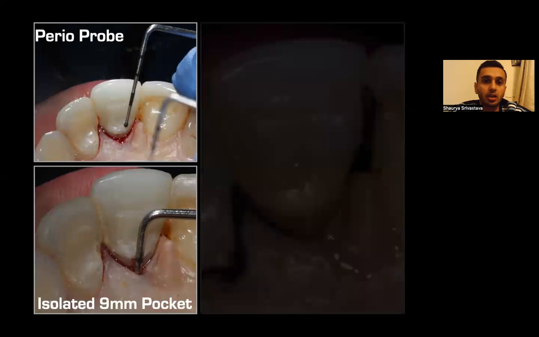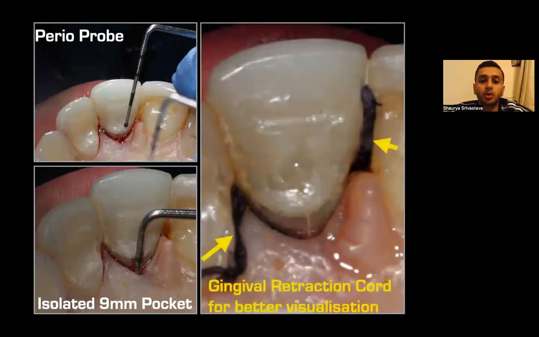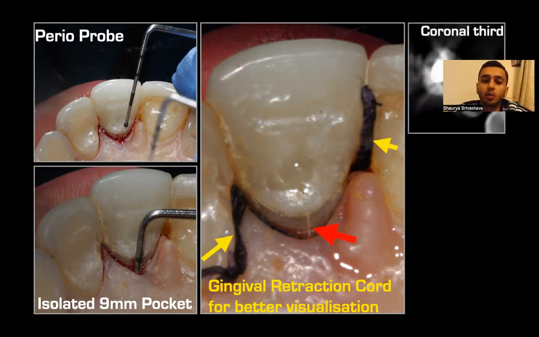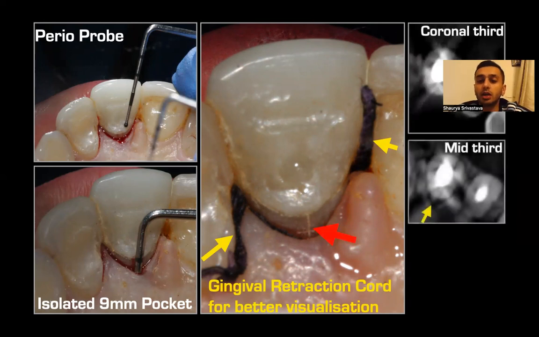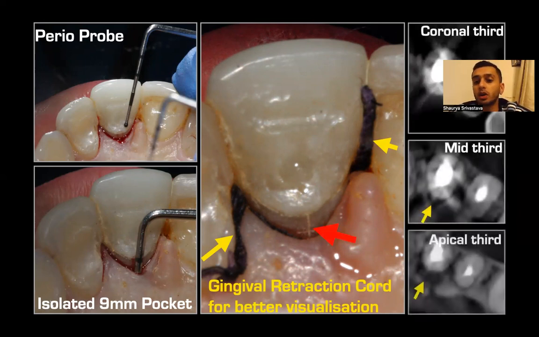I use magnification. I use some retraction cords over here to get better visualization, and some anesthesia as well to get hemostasis. And as you can see over here, there is a fracture here. Now going back to the CBCT, where you would ideally see the fracture line corresponding here, you cannot see a single trace of a crack line. So you can see it clinically, but you can't see it in the CBCT.